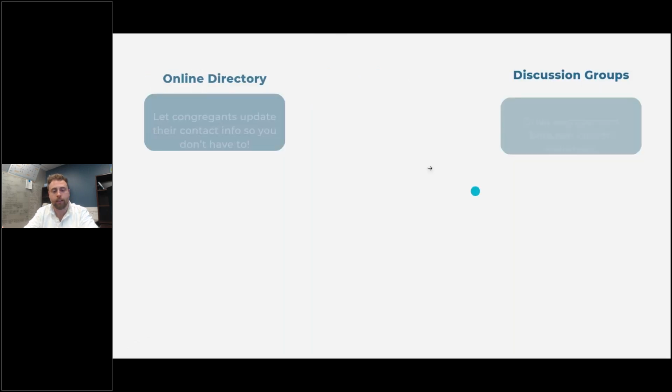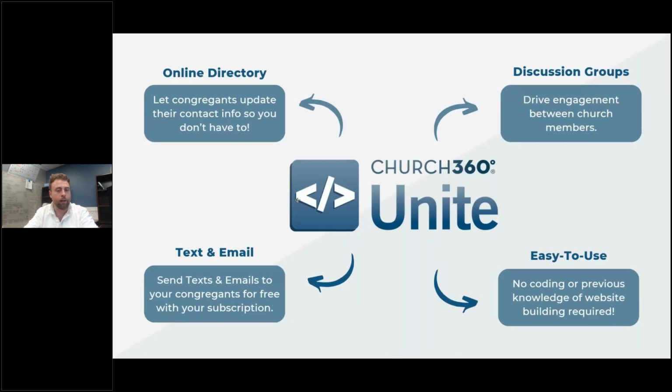So Church360, I like to group it in kind of these big buckets. One, there's an online directory aspect. That's incredibly important for churches to help facilitate a lot of the common questions that the church office gets. Discussion groups drive engagement between church members. I think that's incredibly important for your church to be active within itself. Text and email. Very few, if any, websites allow you to text and email for free as part of your subscription, in order for you to better communicate with your congregants.